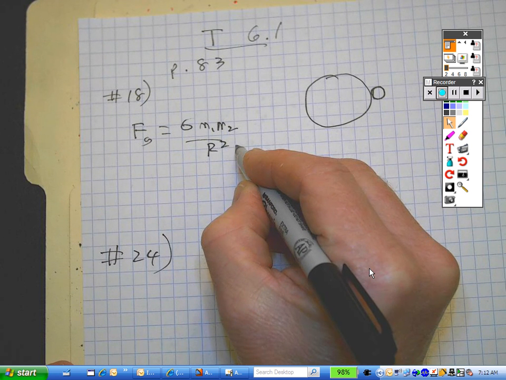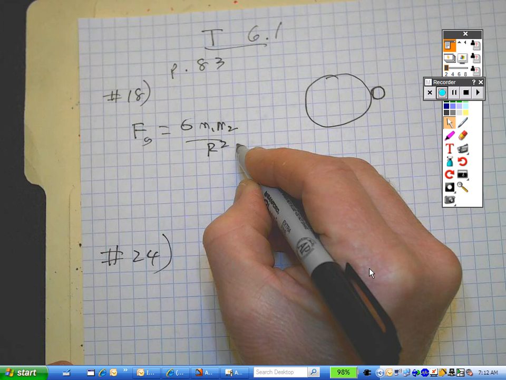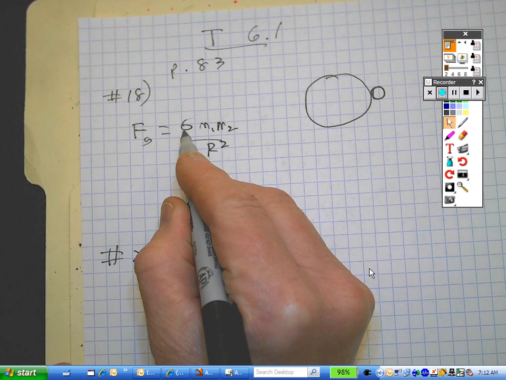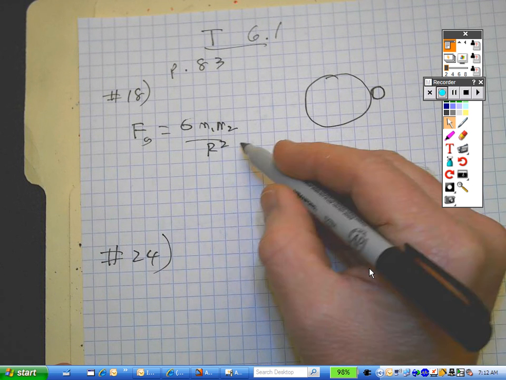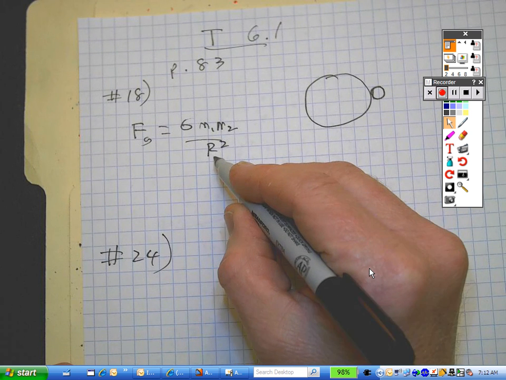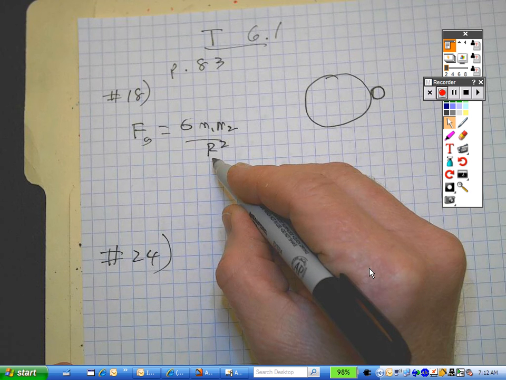Now, when you use the formula, capital G is the gravitational constant. That's not a problem. You can certainly look that up. The masses need to be in kilograms. The biggest issue here is what R stands for. R stands for not radius, but the distance from the center of one object to the center of the other object. I think that'll help you a lot.